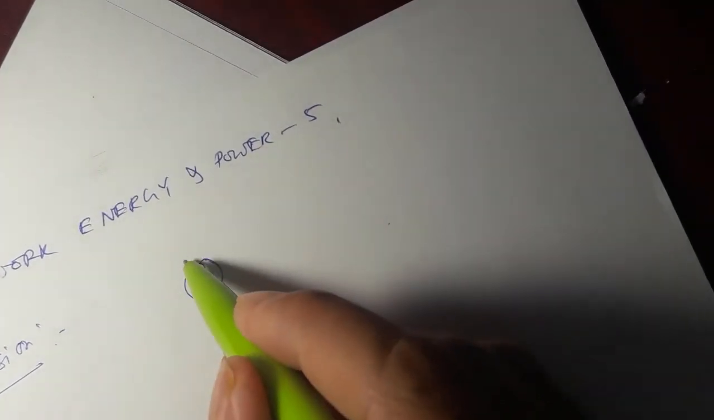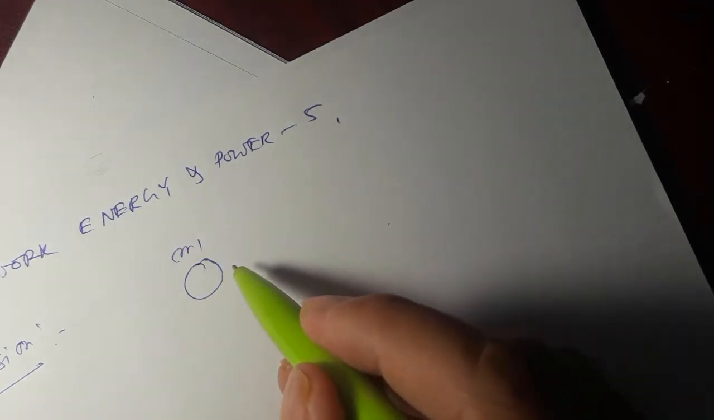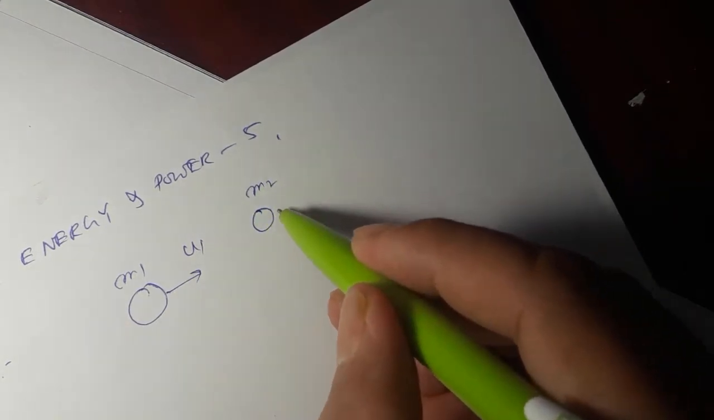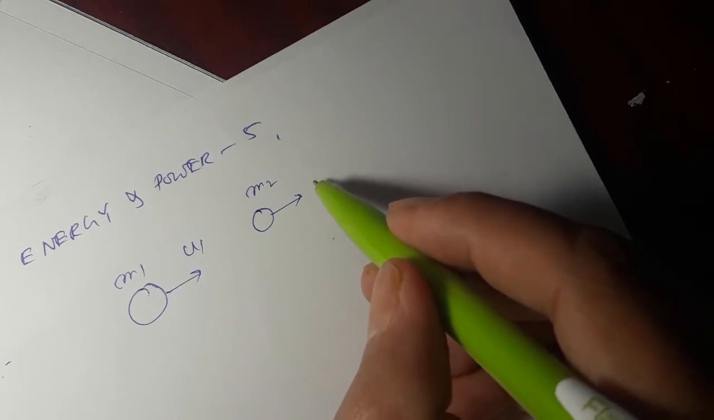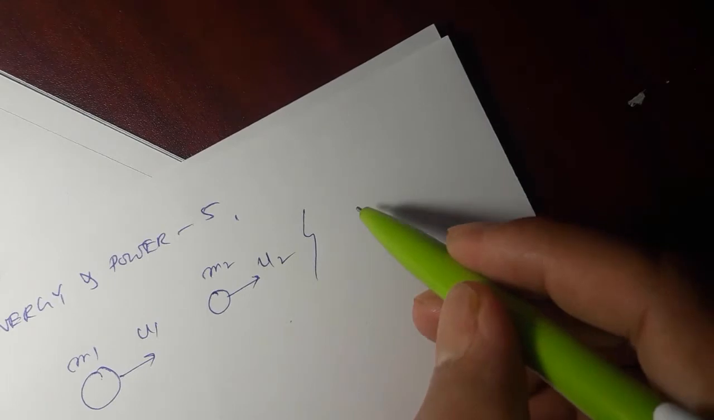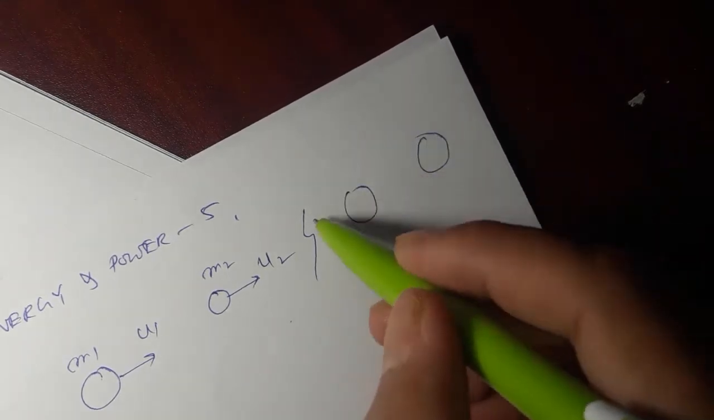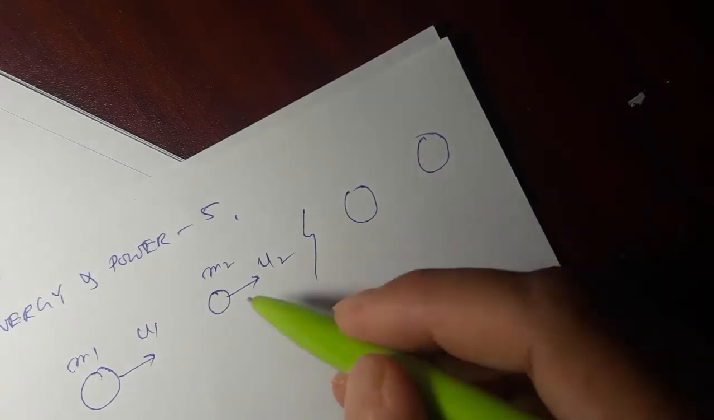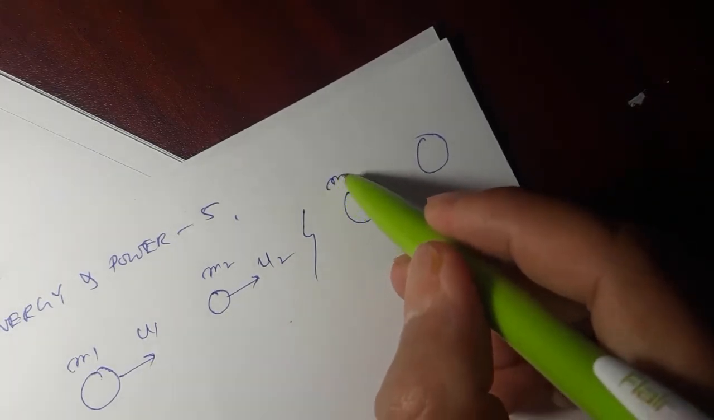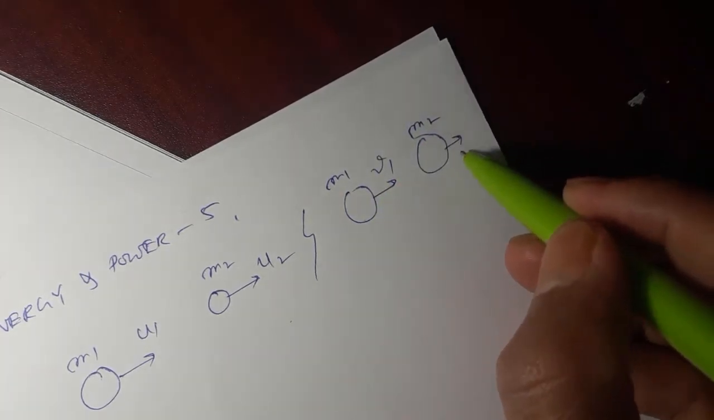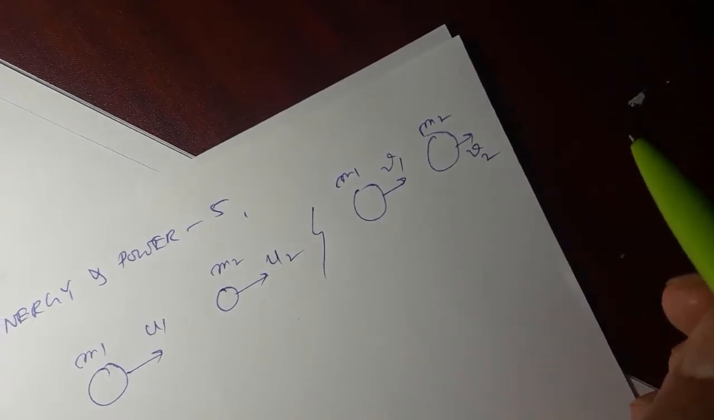Suppose here is a body of mass m1 moving with initial velocity u1, and here is another body whose mass is m2 moving with initial velocity u2. If they happen to collide, after collision the masses will remain the same, but the velocities will change to v1 and v2 respectively.